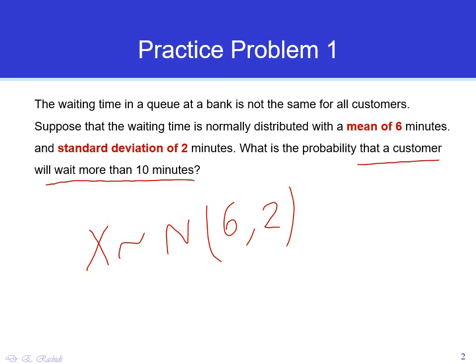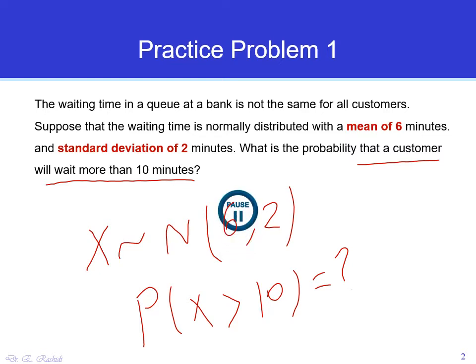All right. The question asks for the probability that a customer has to wait more than 10 minutes. So this is how we formulate this problem. You need to find the probability that X is greater than 10. So please pause, work on this problem, try to solve it, and then after you try and solve it, come back to see the solution.